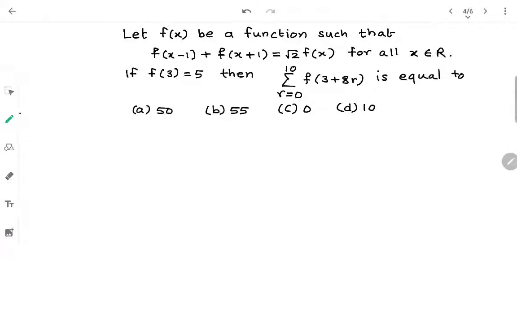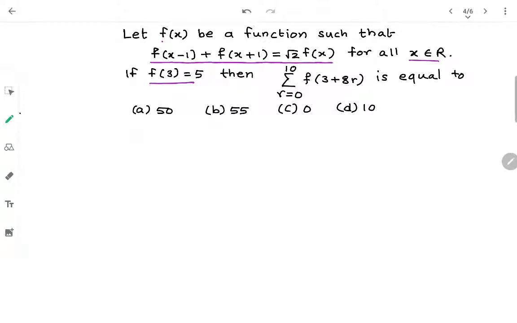Okay, so let's solve this question. f of x is a function such that f of x minus 1 plus f of x plus 1 is equal to root 2 f of x for all real values of x. Also f of 3 is given, and then we have to find the summation r equals 0 to 10 of f of 3 plus 8r.